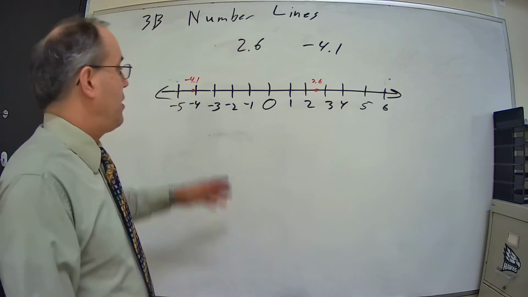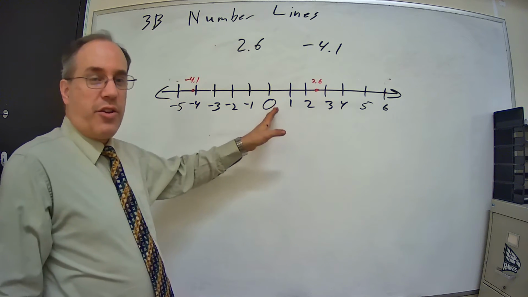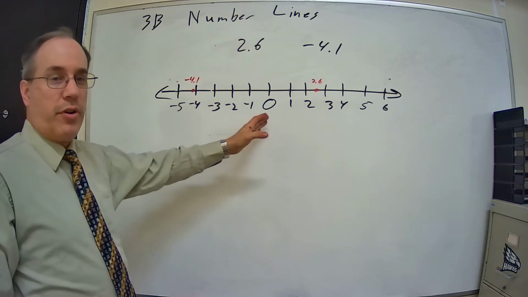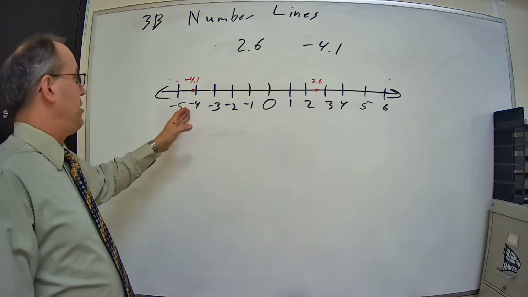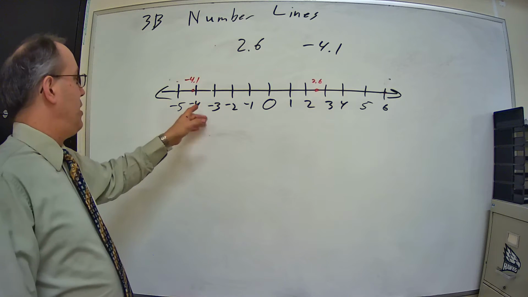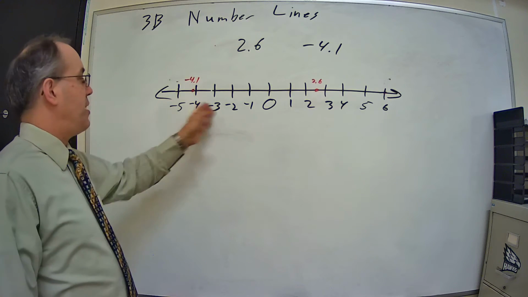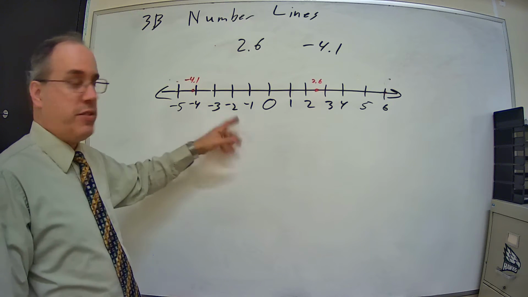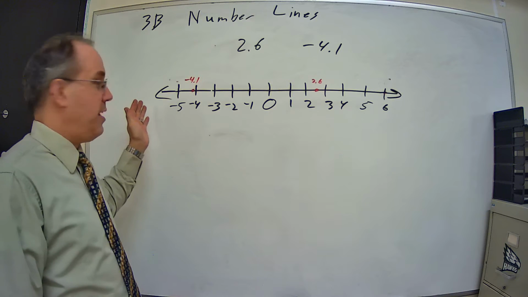So remember, you're starting at 0 and working your way out. So a larger negative number, one with a greater magnitude, is going to be further to the left than a smaller one. Negative 2 is here, negative 4 is here. 4 is bigger than 2, so you're going to be more to the left.